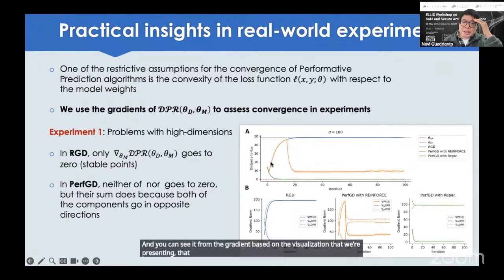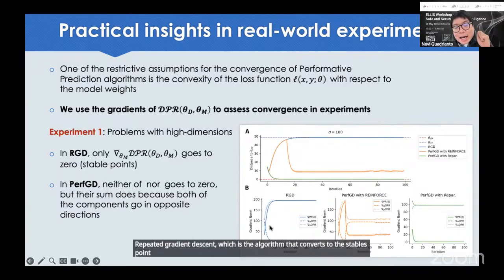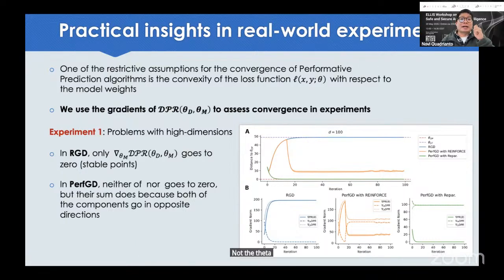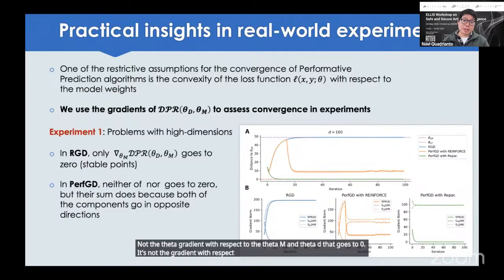In repeated gradient descent, which is the algorithm that converges to the stable point, only the gradient with respect to theta m, this is the dashed line in here, goes to 0. It is not the gradient with respect to theta m and theta d together that goes to 0. It's not the gradient with respect to the diagonal lines. So that's why this RGD converges to the stable points.